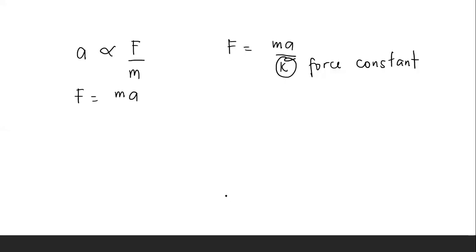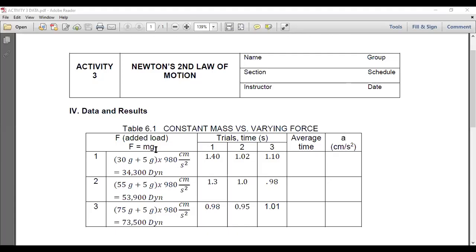Now, for the data and results, the force, we added the force. Now, the given table, this one is the data and result. 30 grams plus 5 grams multiplied by 980 centimeter per second squared, we have 34,300 dynes. For the first trial, we got 1.4 seconds, the second 1.02, and the third trial is 1.10. You have to get the average time, then the acceleration. Remember that the formula for the acceleration is force over the mass.